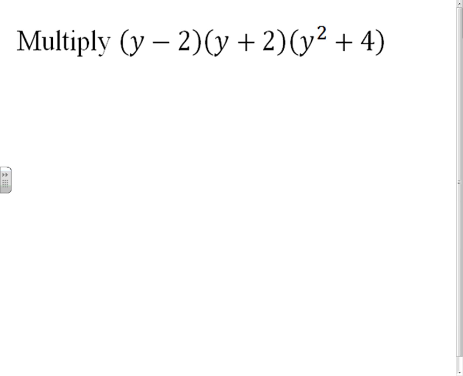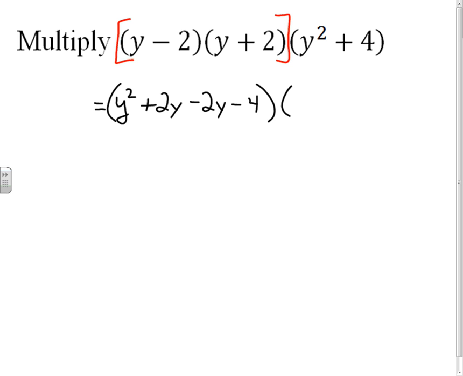Okay, let's look at this. This is a product of three binomials here. y minus 2 times y plus 2, and then y squared plus 4. So let's first focus our attention on these two. So we're going to multiply left to right. So we'll do y times y, y squared. That's the first. Now we'll do the outer, y times 2, so plus 2y. Now the inner, negative 2 times y, so minus 2y. And then the last, negative 2 times positive 2, minus 4. Okay, bring down the y squared plus 4 because we didn't do anything with it yet.